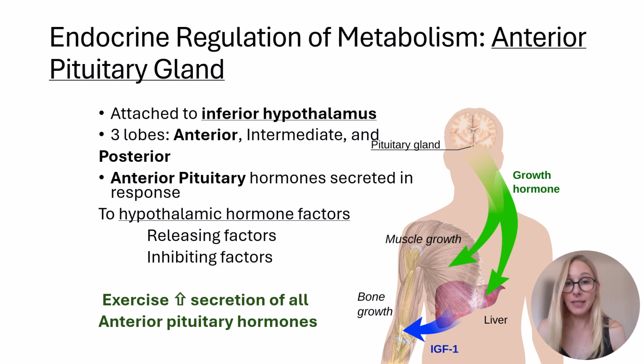A couple of those target sites are listed here. So muscle, liver, and bone are some of the target sites for growth hormone. So we'll see growth across all three of those different areas and systems. And typically we see a higher intensity of exercise, a higher load of exercise. We'll see a greater response in terms of growth hormone release.